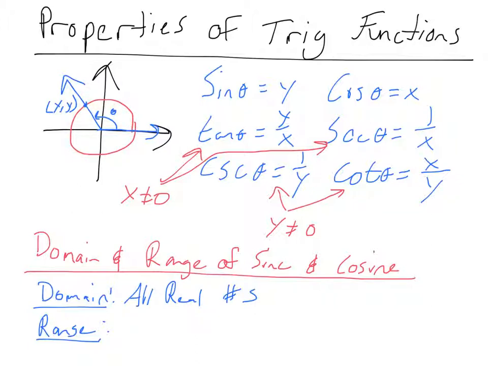So what's the range? What are the possible values that sine spits out? What's the smallest value? -1. Largest value? 1. And everything in between, right? So the range is -1 to 1. And that's true for cosine as well. We can think of it the same way. Cosine starts at 1, goes to 0, down to -1, to 0 again, then back to 1. So it does the same thing. The domain is all real numbers and the range is -1 to 1.